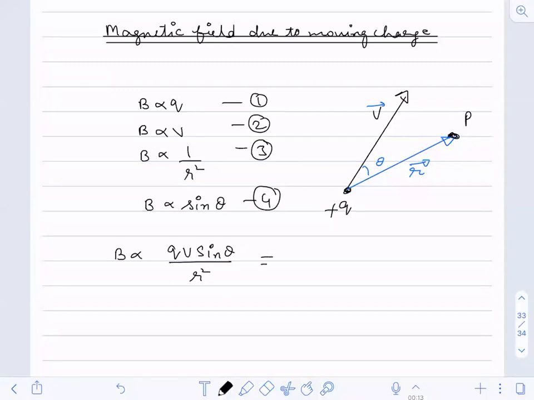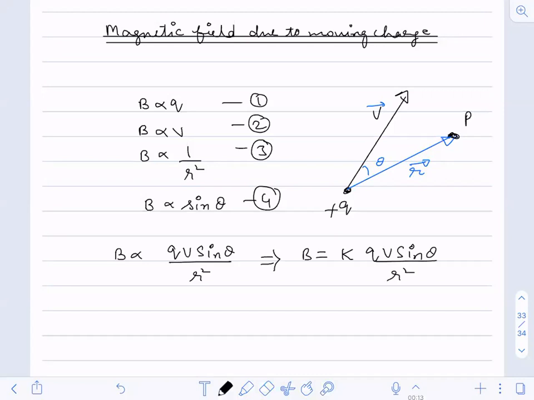I have to remove this proportionality sign, so I'll be getting one constant K: B equals K QV sine of theta divided by R square.